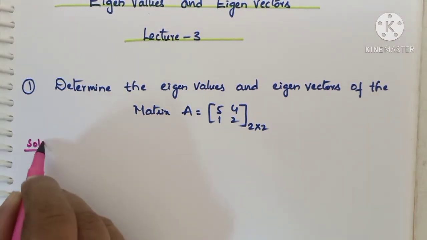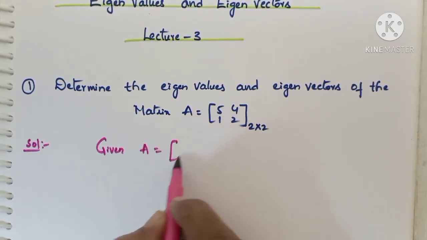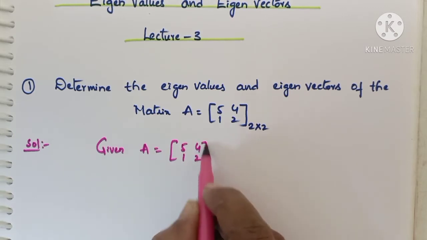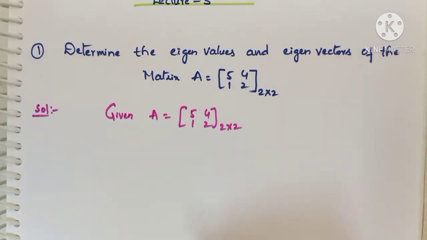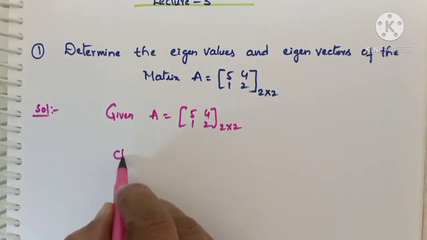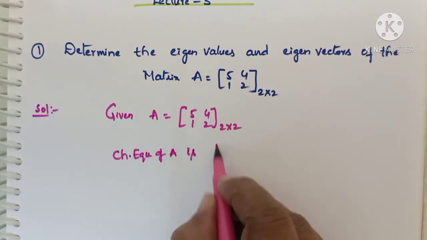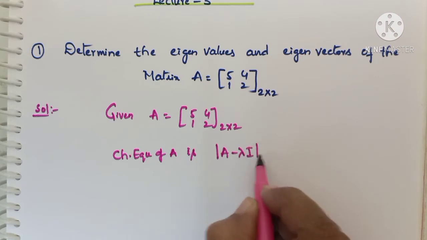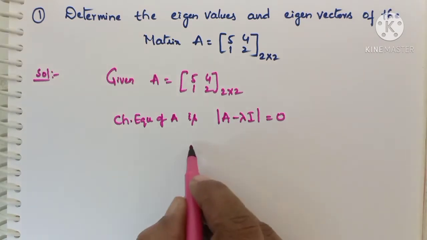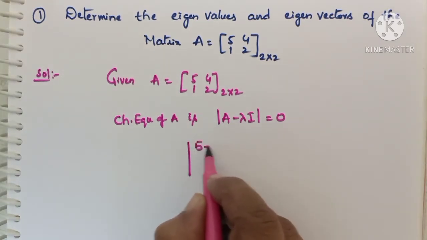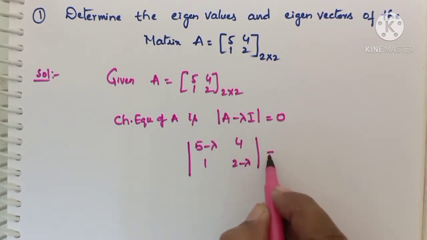Characteristic roots. Given A is equal to [5, 4; 1, 2]. This is a 2 by 2 matrix. First we find the characteristic equation of this matrix. The characteristic equation of A is given by det(A minus lambda I) equal to 0. This is the characteristic equation. Det of [5 minus lambda, 4; 1, 2 minus lambda] is equal to 0.